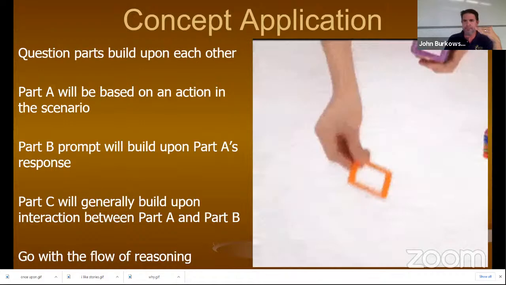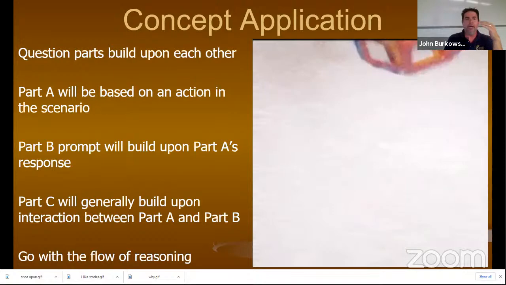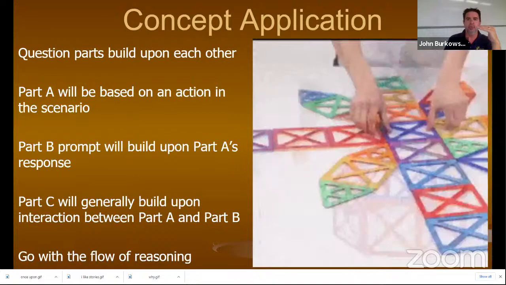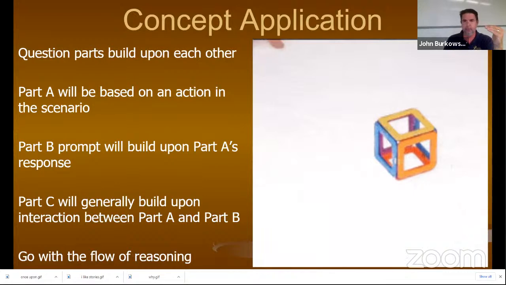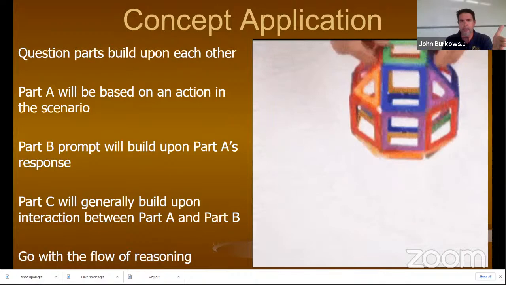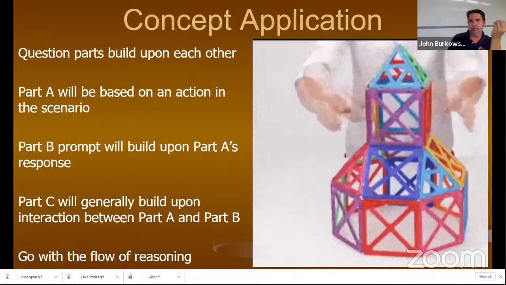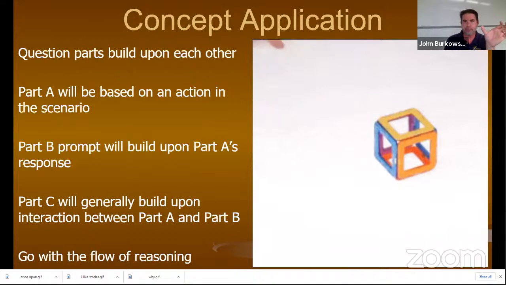The questions, part A, part B, and part C, will actually build on each other. Part A is really going to build on the scenario that you get when you initially read it. Part A will ask you to describe an action, perhaps an action or an actor, or both, in the scenario. So part A builds on the scenario, and that scenario is extremely important. You will have to go back to that.